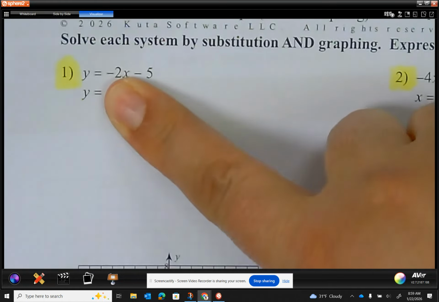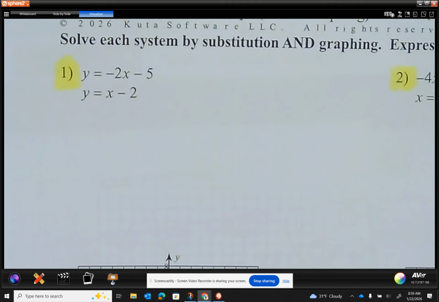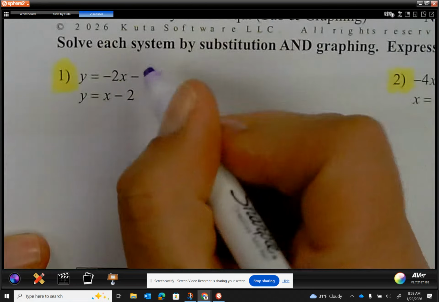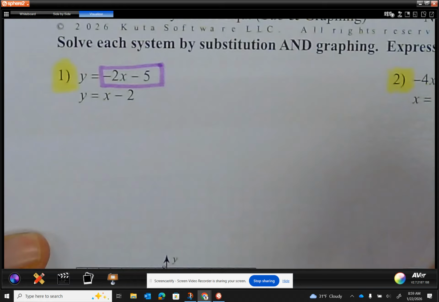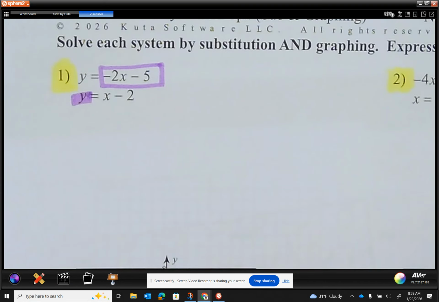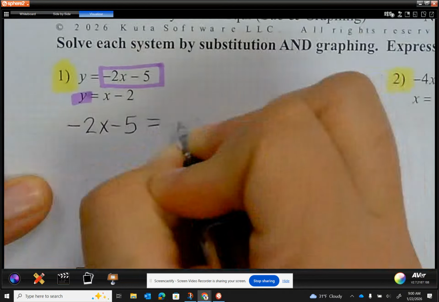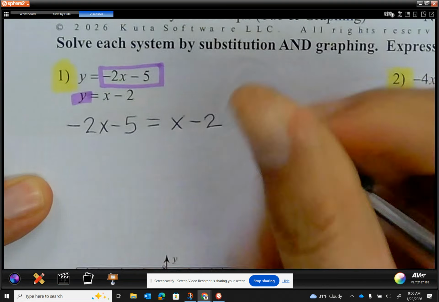It's the y. Is there another equation that also has the variable isolated? Which one? The first or the second? Or both? Both of them. So on this one, we are going to take this expression right here, and we are going to substitute it in for the y. Since both of these are equal to y, to solve this one by substitution, we are going to have negative 2x minus 5 is equal to x minus 2.